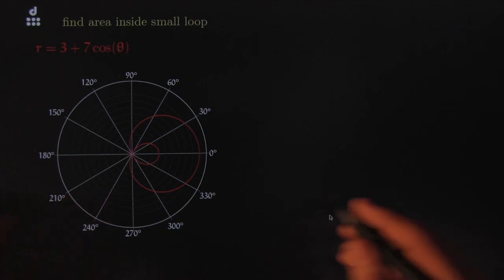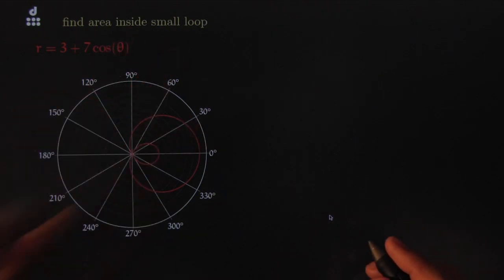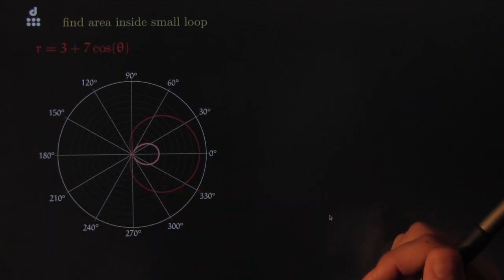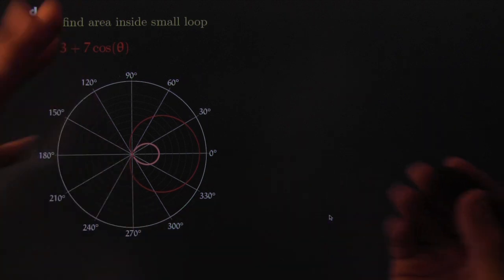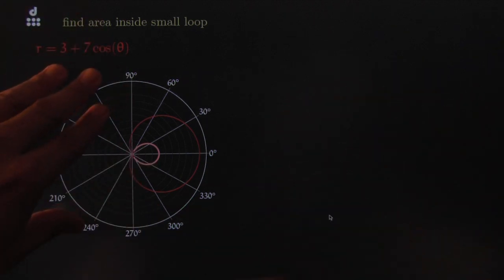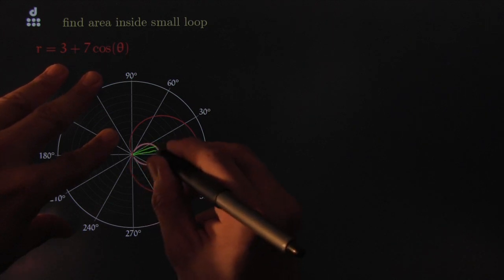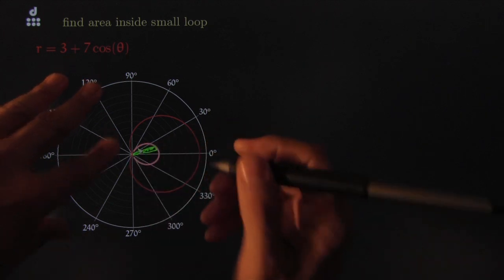So one more area. This time we're trying to find the area inside this small loop. That's that area right there. So what do we do? There's nothing to memorize, nothing to do, just common sense. We slice it up into infinitely many of these little tiny sectors.